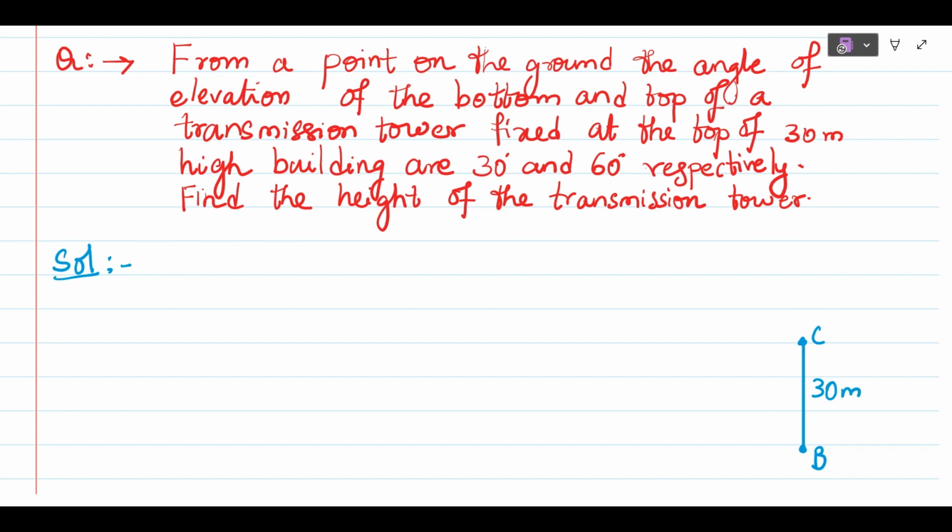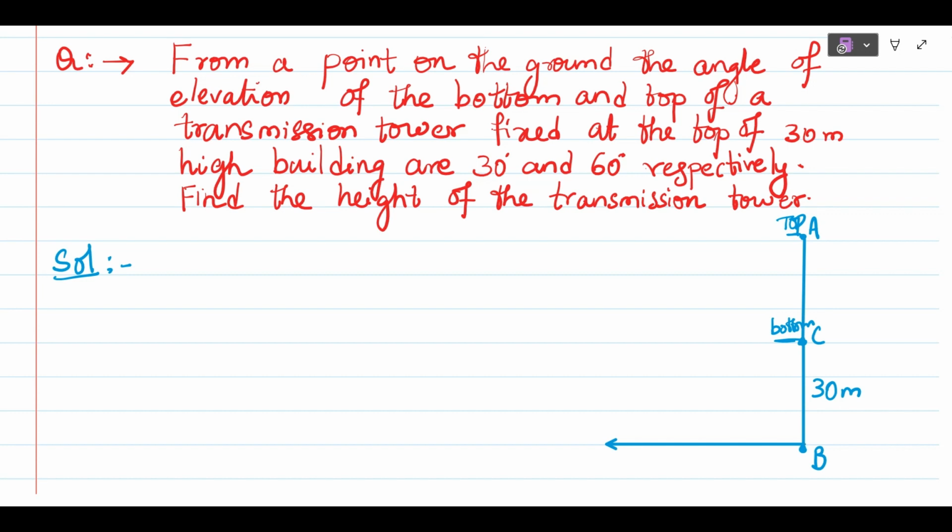Okay. Now at the top of this there is a transmission tower. So from point C, let us take this point as A. So AC is the transmission tower here. Okay. And the angles of elevation they have given. Top, bottom and top of a transmission tower. So this is the top of the transmission tower and this is the bottom of the transmission tower. Okay. So now this is our ground level. This is our ground. Okay, students.